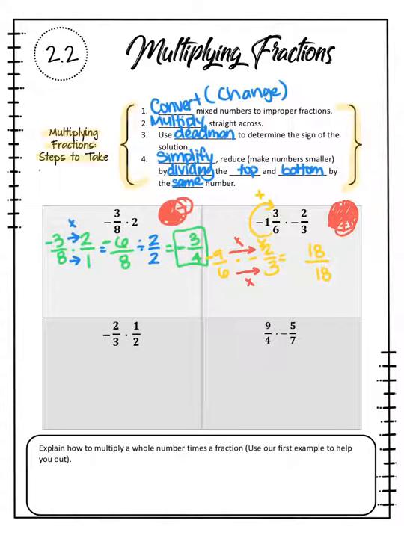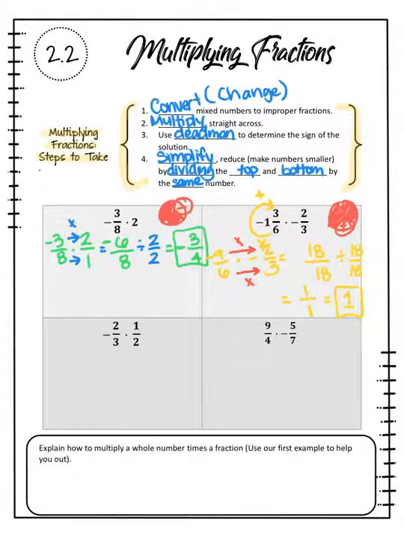However, there is a number that goes into both 18 and 18. And since it is the same number, we would literally just divide it by 18. 18 divided by 18 is 1. 18 divided by 18 is 1. And 1 over 1 is just 1. So our answer for this problem is 1.